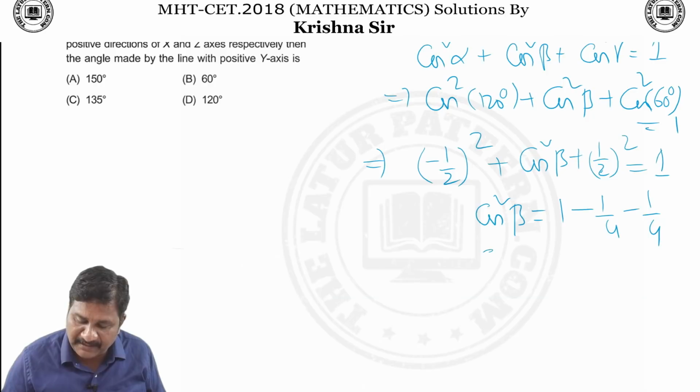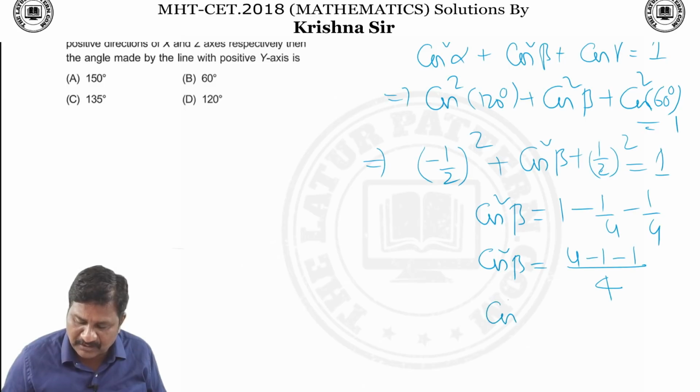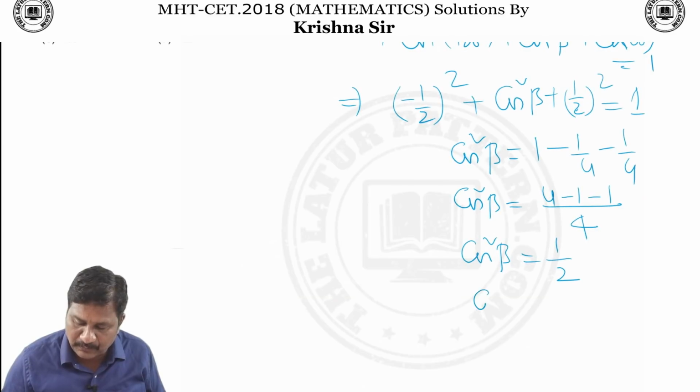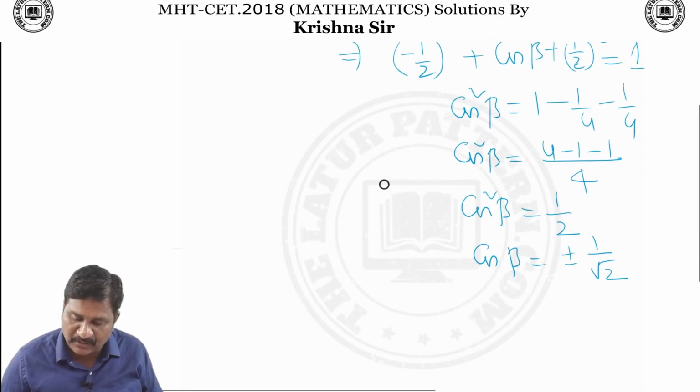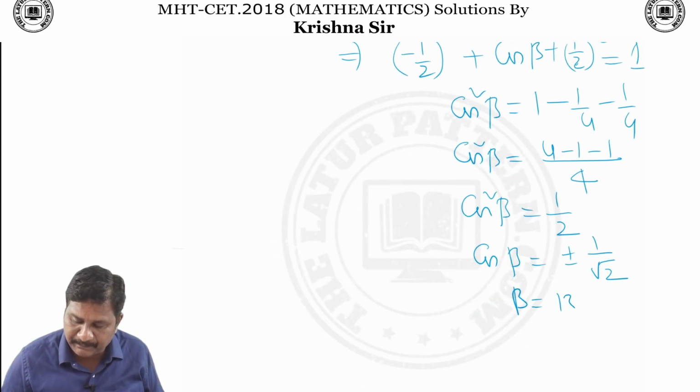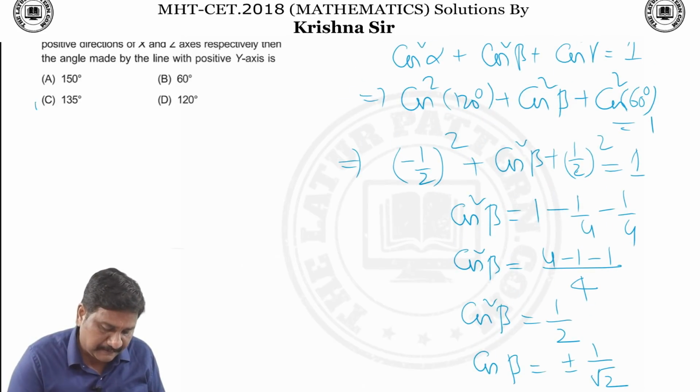So cos square beta is equal to 1 minus 1 by 4, taking this side, and here also 1 by 4 taking this side. So cos square beta is equal to, taking 4 as the LCM, 4 minus 1 minus 1, so cos square beta is equal to (4 minus 2) by 4, that is 2 by 4, which is 1 by 2. Now cos beta is equal to plus or minus 1 upon root 2. So the angle beta is equal to 135. Then the option is C.